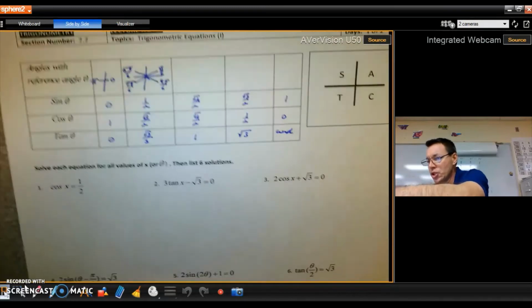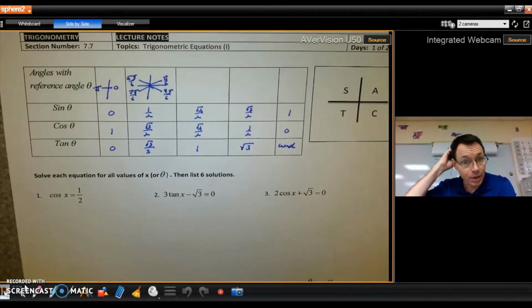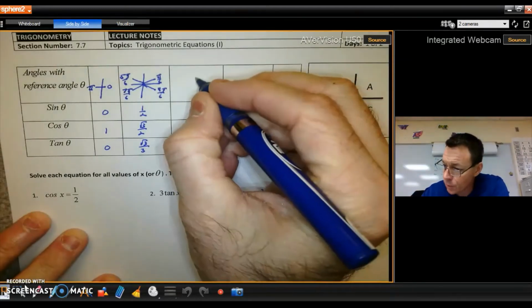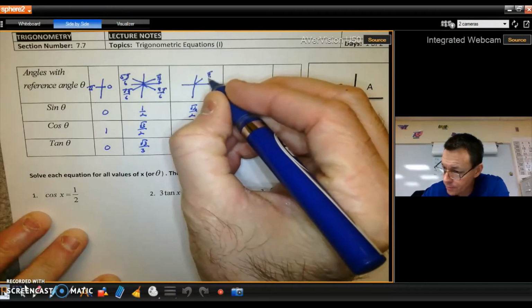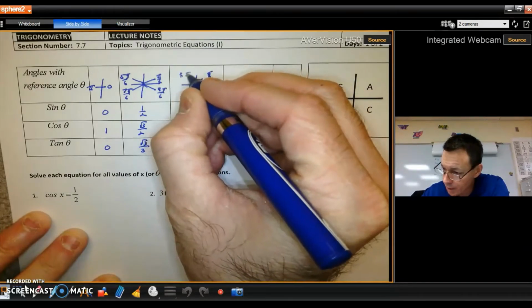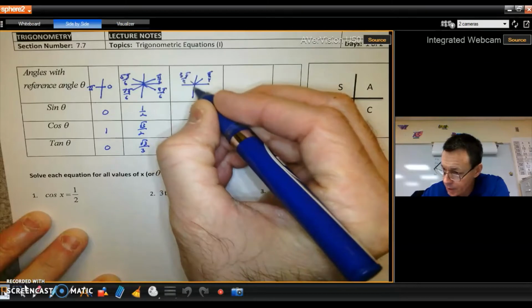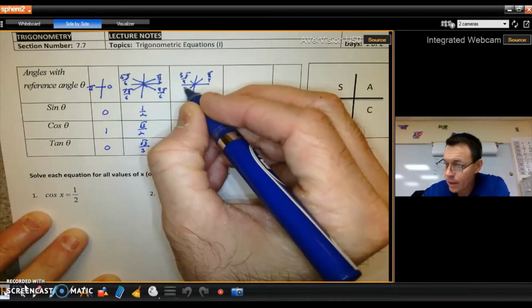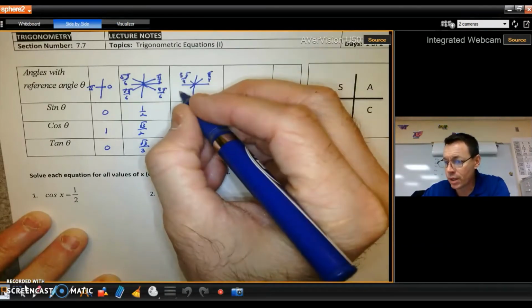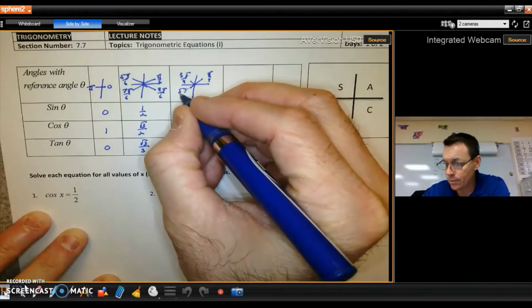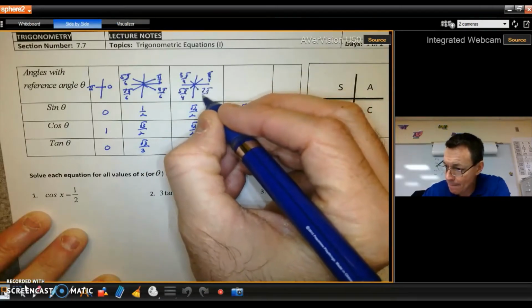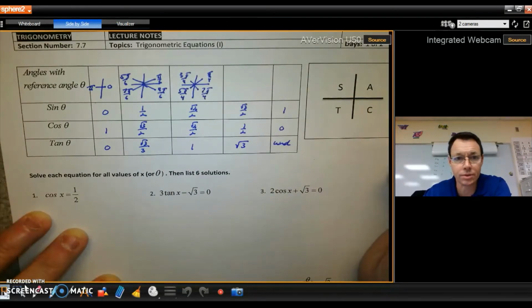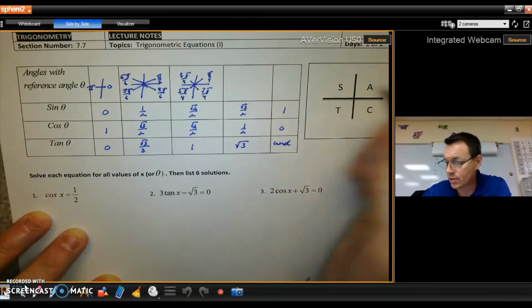Some of you may just know that, but I thought it may be helpful to visually see them. This is pi over 4. Over here we have 3 pi over 4. Over here we have 1/4 past 1, so that'd be 5 pi over 4. And then this one would be 7 pi over 4. Those are all the angles that have reference angles of pi over 4.